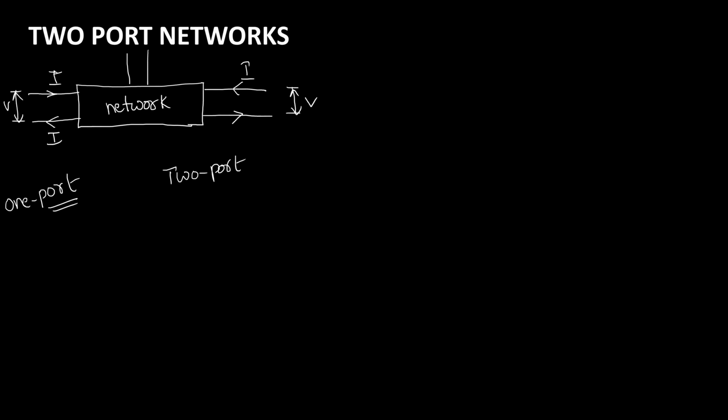In order to discriminate between the first port and the second port, we separate them with numbers. Suffix 1 stands for the first port, 2 stands for the second port. Before getting into the concept of two-port networks, we need to remember some important assumptions. The first one is that the voltages and currents inside this rectangular box are not available to you.